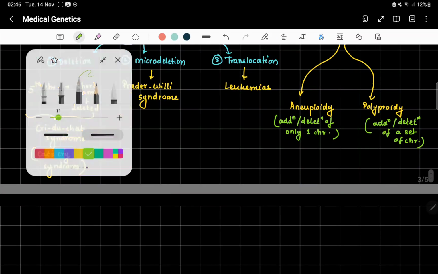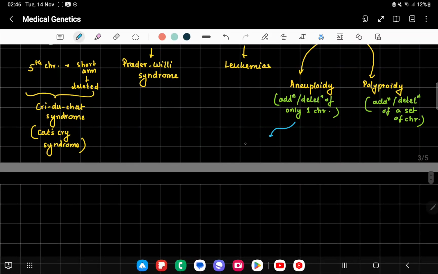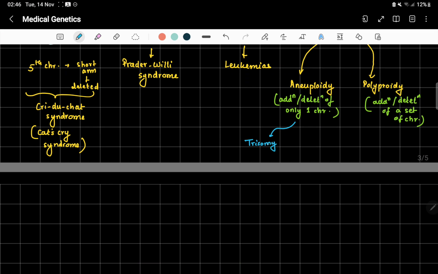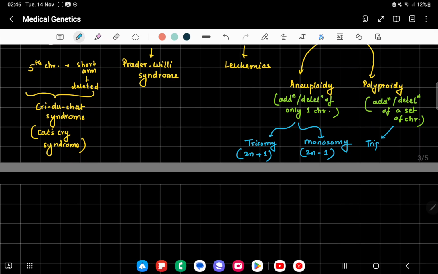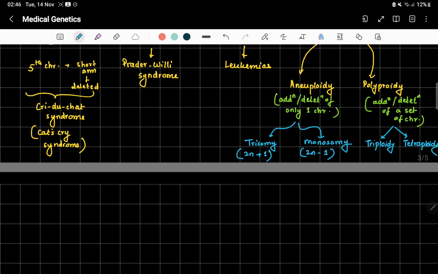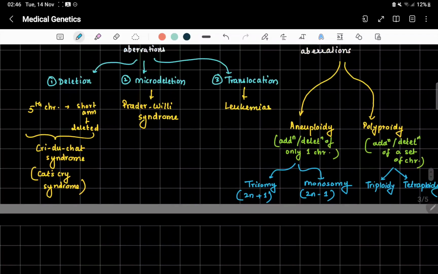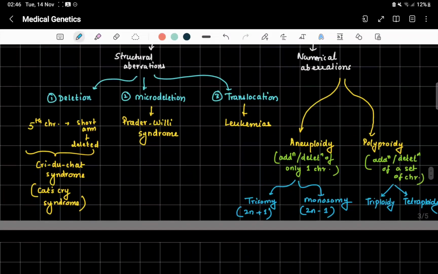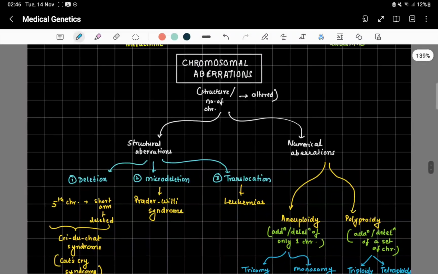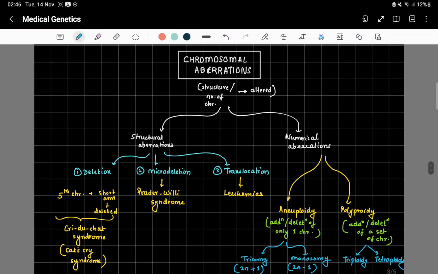Understood? So aneuploidy may be trisomy or monosomy. Trisomy, as in Down syndrome, trisomy 21, we will discuss that. That is the 2n plus 1 condition. And monosomy is the 2n minus 1 condition. And polyploidy may be triploidy or tetraploidy, compared with diploid or normal. These are important. So these are the classification of chromosomal aberrations.